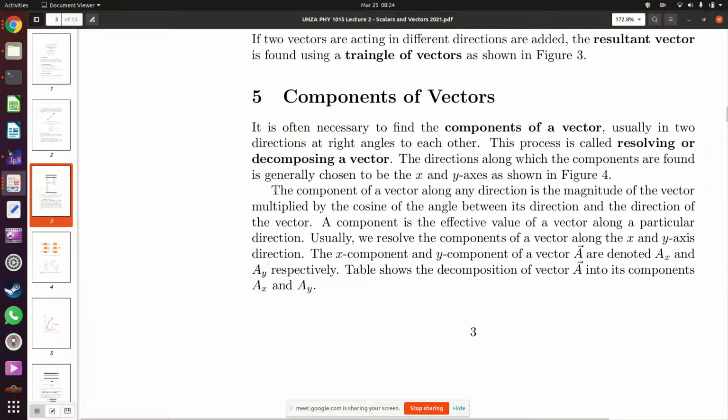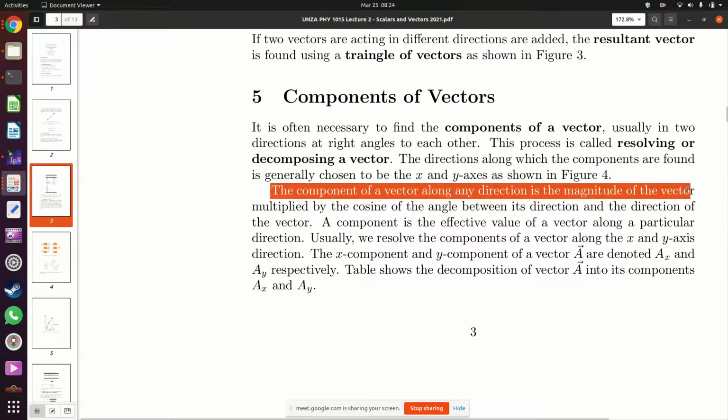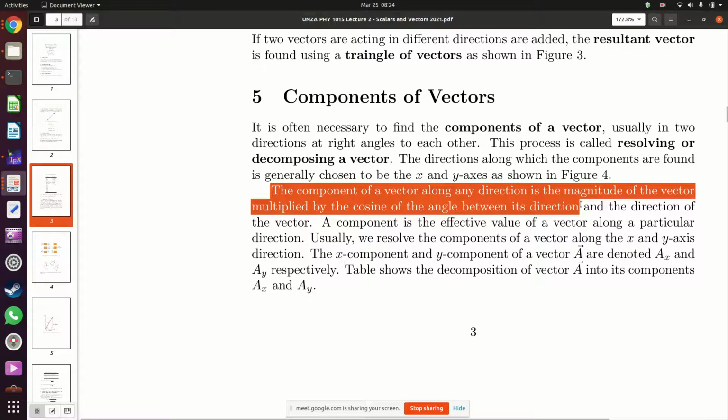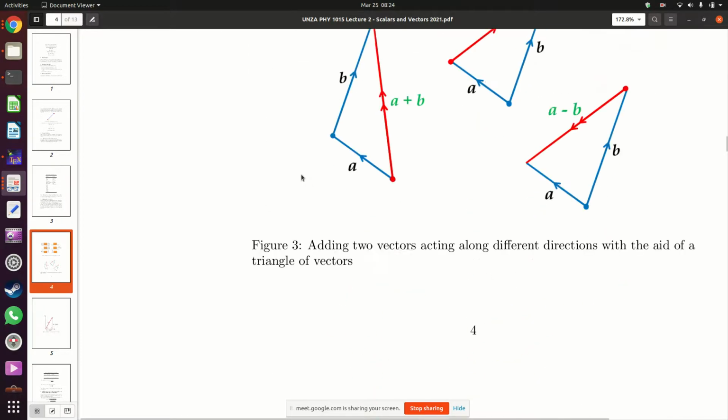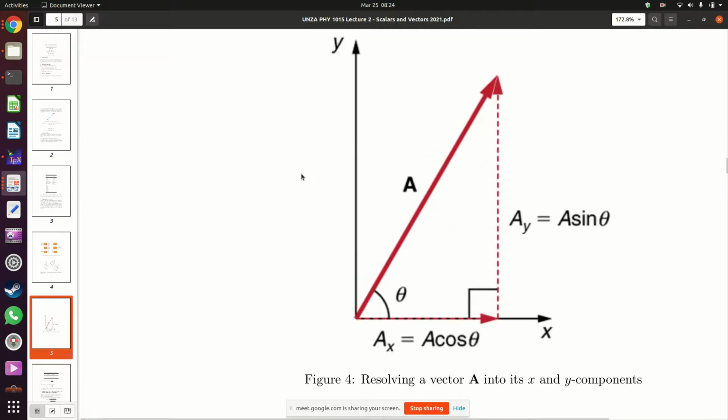Formally, how do we define a component? The component of a vector along any direction is the magnitude of the vector multiplied by the cosine of the angle between its direction and the direction of interest. Okay. So to find the component of a vector, you multiply the size of the vector by the cosine of the angle between the vector and the direction we are interested in. For example, here we have got an example of how to do that.